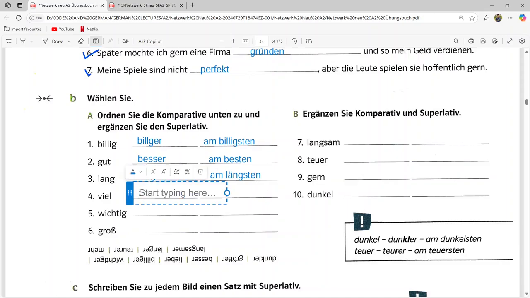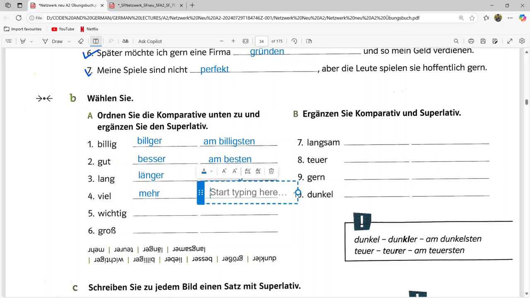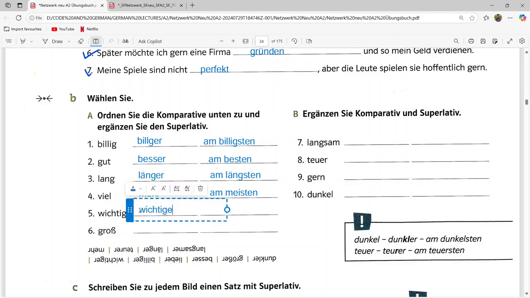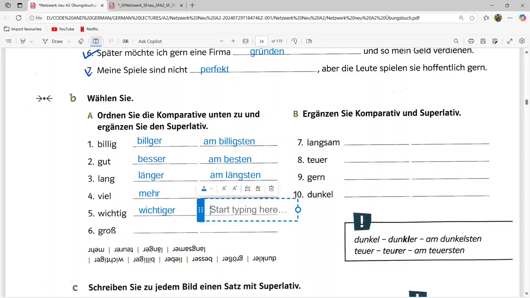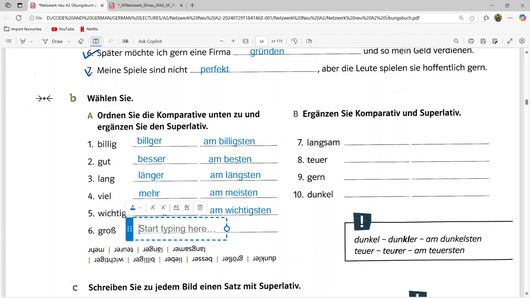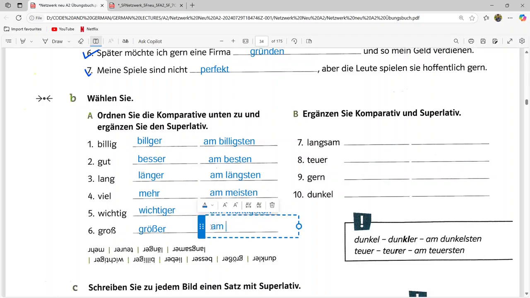Viel, as we said, will be mehr. Okay, and the superlative is am meisten. Wichtig will be wichtiger, and in superlative it is am wichtigsten. Groß will be größer, then am größten.